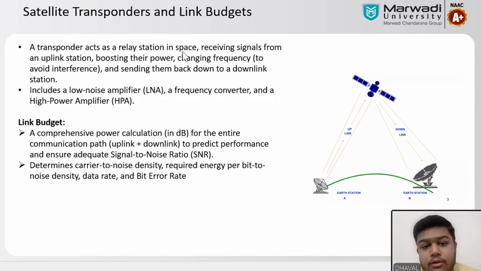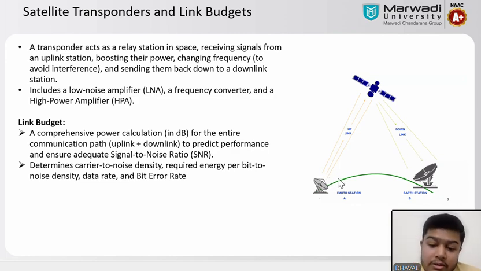Next is satellite transponders and link budget. What are transponders? They act as a relay station in space, receiving signals from an uplink station, boosting their power, changing frequency so that interference can be avoided, and sending them back to the downlink station. Here you can see what is uplink and what is downlink.